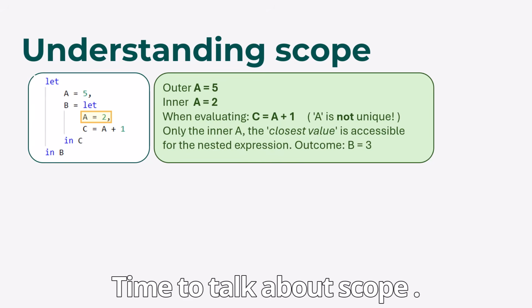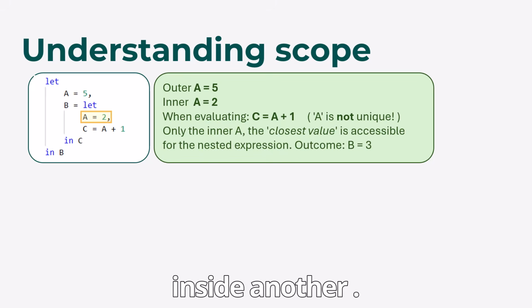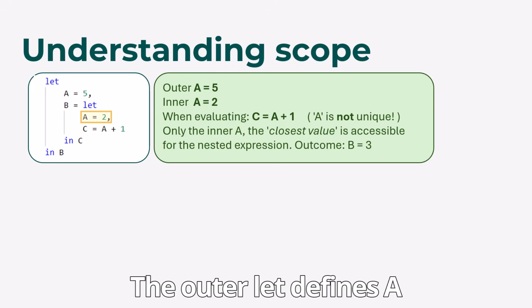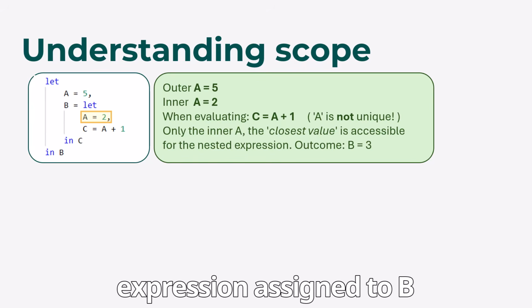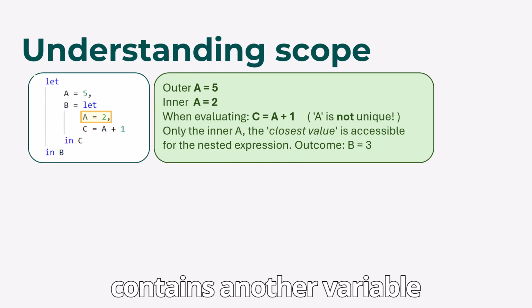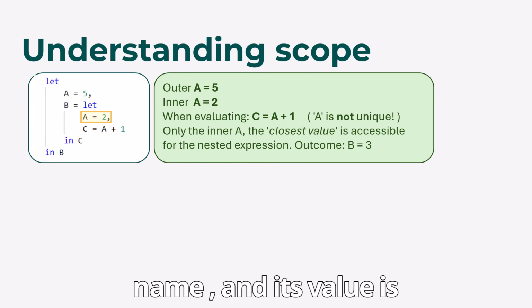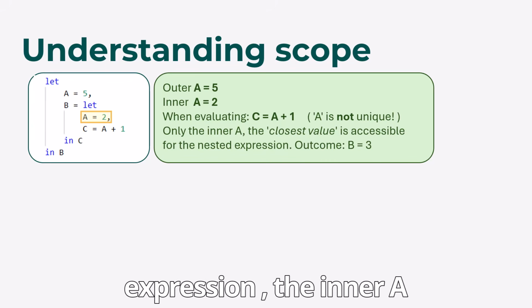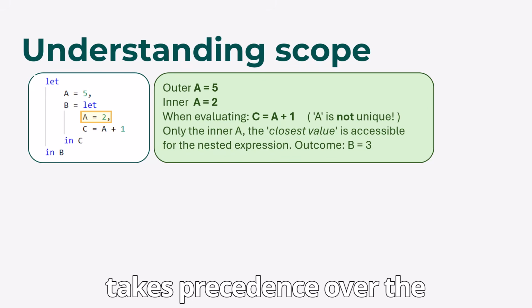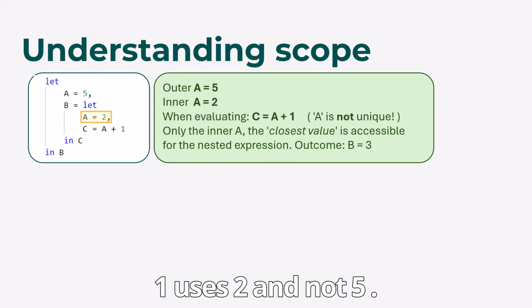Time to talk about scope. Here you see two let expressions, one nested inside another. The outer let defines A equal to 5. The inner nested expression assigned to B contains another variable with the exact same name, and its value is equal to 2. Within that inner expression, the inner A takes precedence over the outer one. So when C is evaluated, A plus 1 uses 2 and not 5.